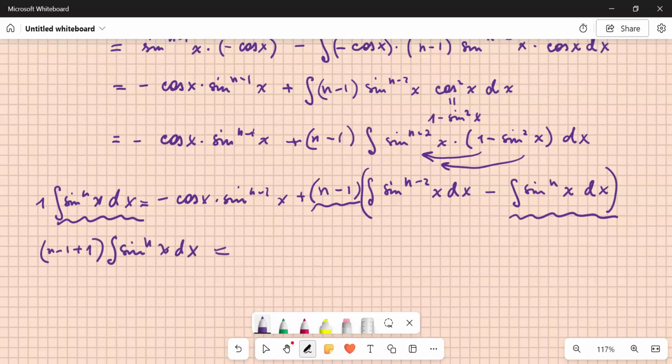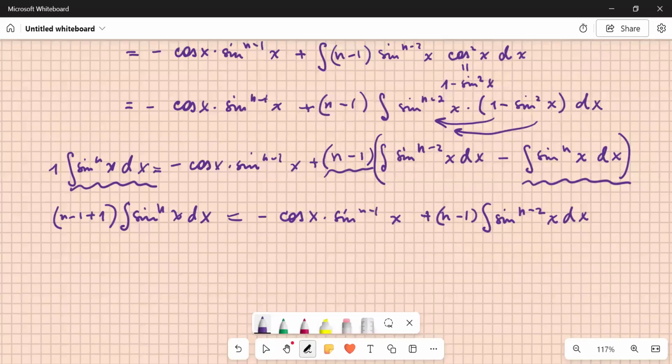On this side, I'm just going to copy everything. Minus cosine of x sine n minus 1 x and plus n minus 1 integral of sine of n minus 2 x dx. The last step I'll need to do, I'll need to eliminate this because I'm searching for just the integral without any multiples. So I'm going to divide everything by n. 1 and 1 are going to cancel, and I'm going to divide everything by n.